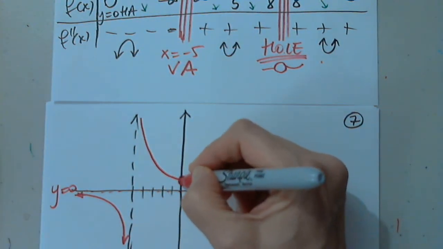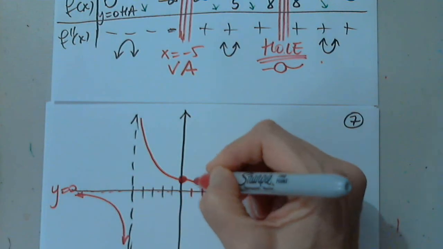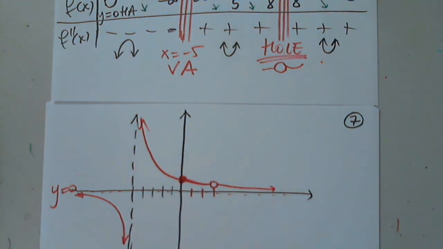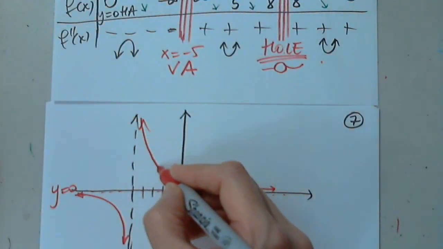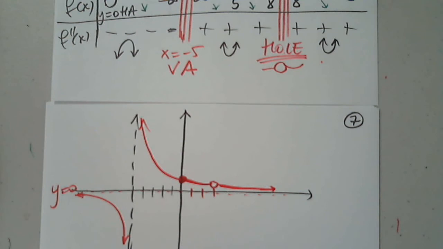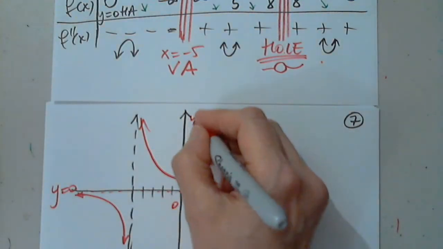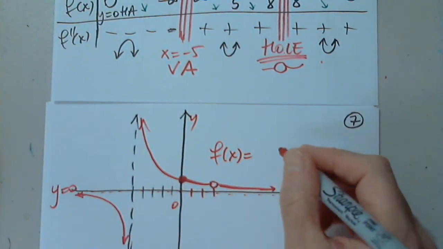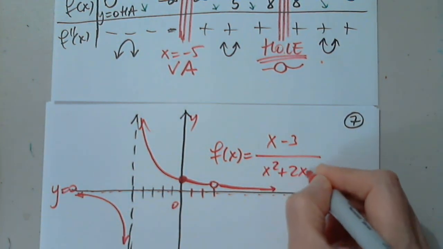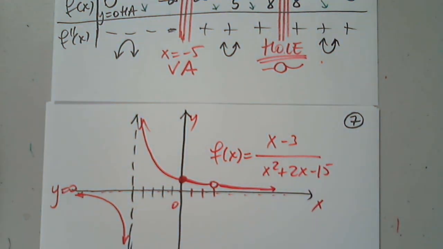I didn't mean this to be an open point, of course. Sorry. So this is smooth, not continuous because it has a hole, and that's it. So this is f of x, the original function. Now I can write here the original function. There is a big issue here with the graphing calculator. Big issue.